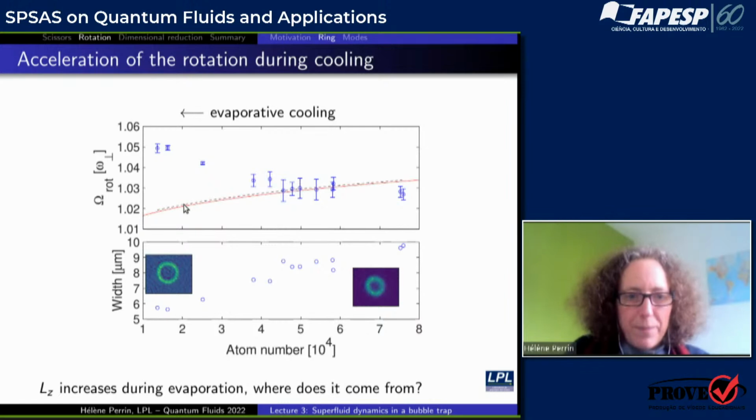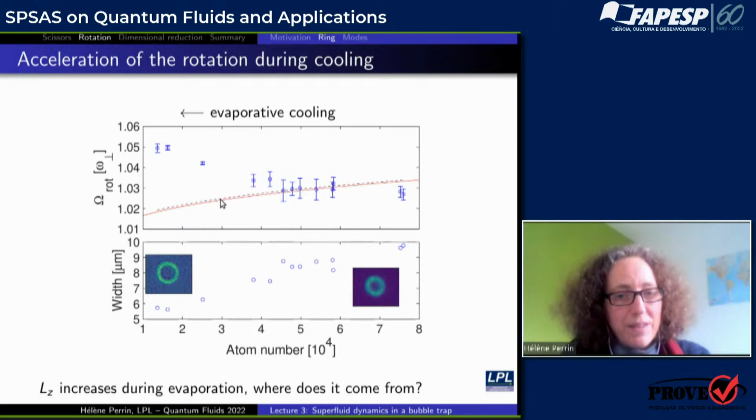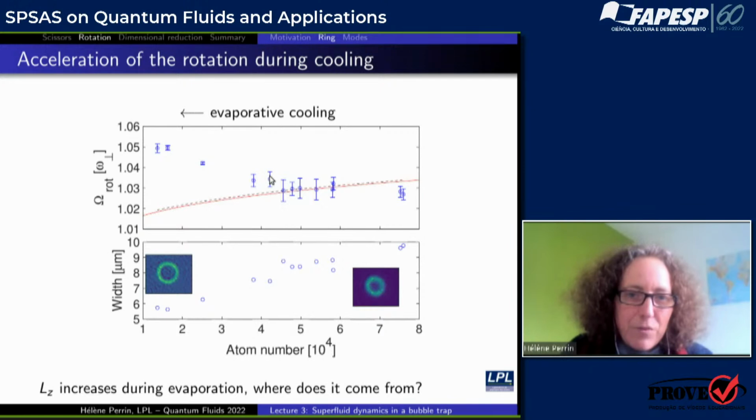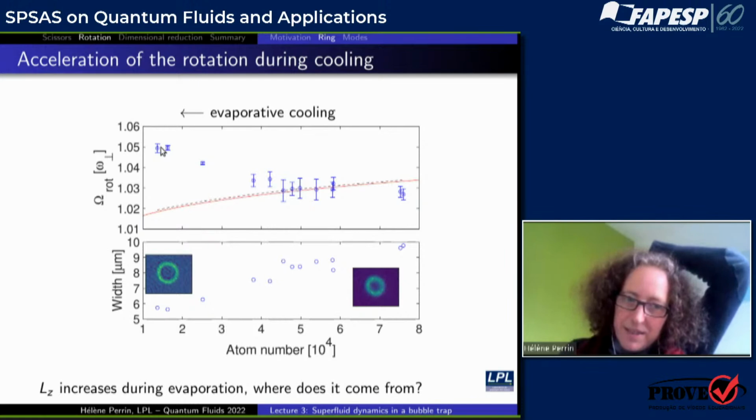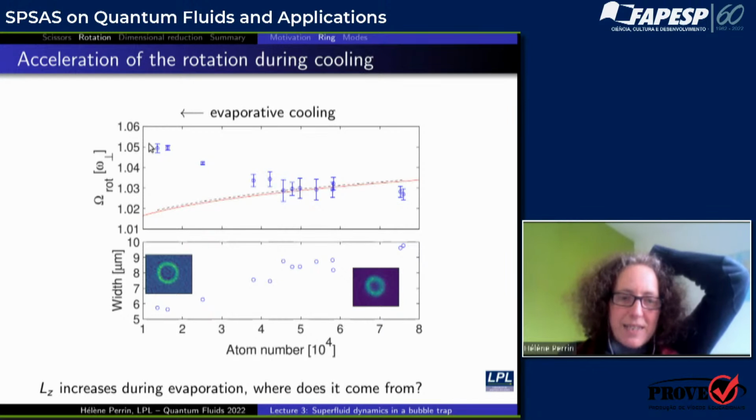The width of the gas when you evaporate is decreased, it's narrower because you cool down. But also you see that the rotation frequency that is measured is increased. And this red line corresponds to the threshold to have a hole formed in the middle. You see that at some point we cross this line and starting from this point on, there is a nice zero of density in the center. So clearly, the rotation frequency of the gas increases during evaporation.